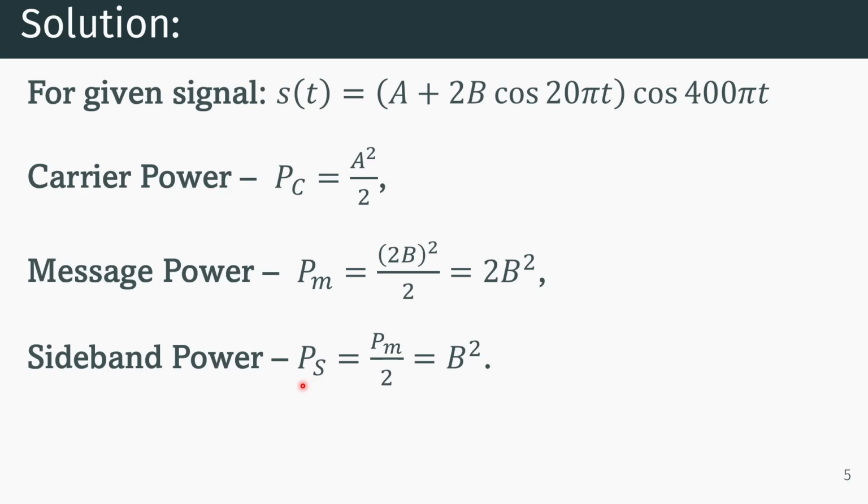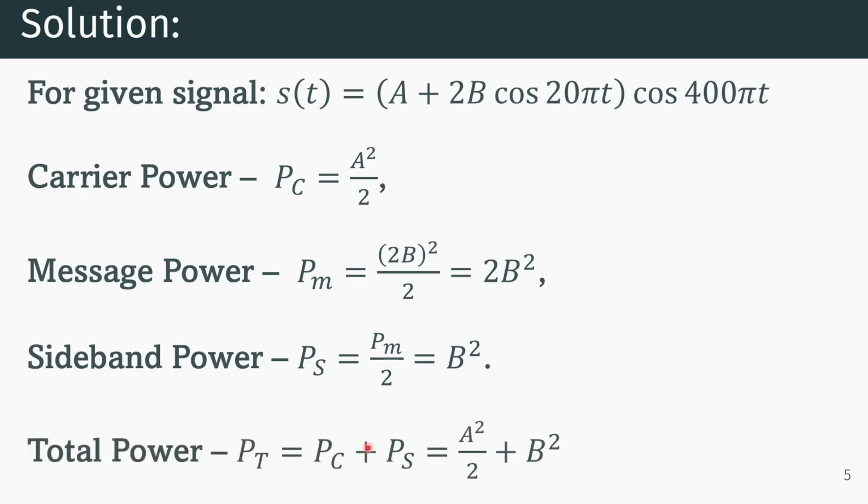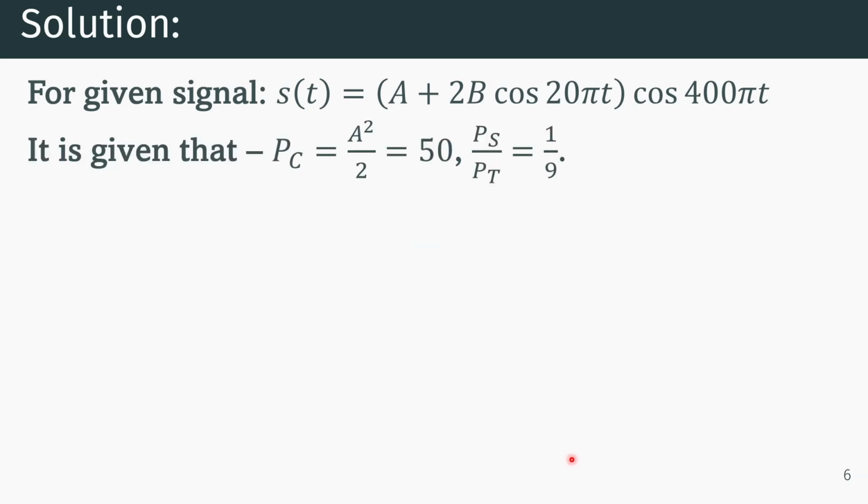And what about the sideband power? We saw earlier that the sideband power is equal to P_m/2. Here we got P_m to be 2B², and hence P_m/2 would be B². And what about the total power? Total power P_T is the carrier power plus the sideband power. Here the carrier power is A²/2 and the sideband power is B², and hence the total power would be A²/2 + B².